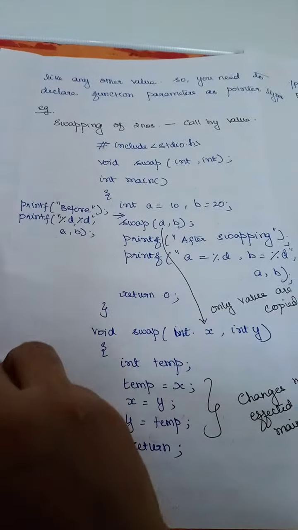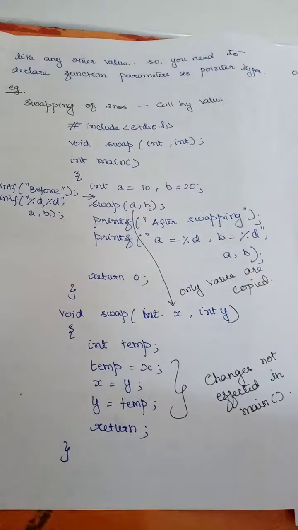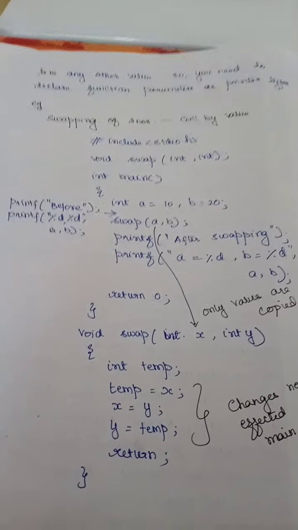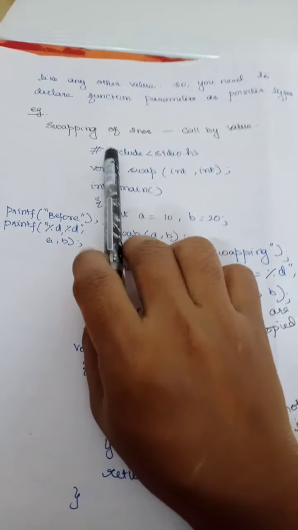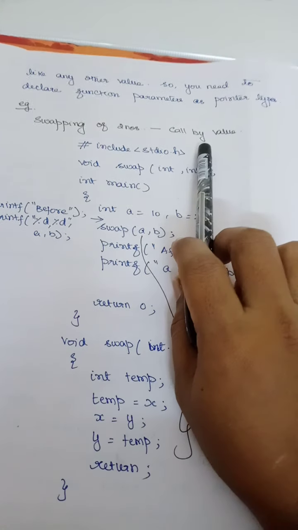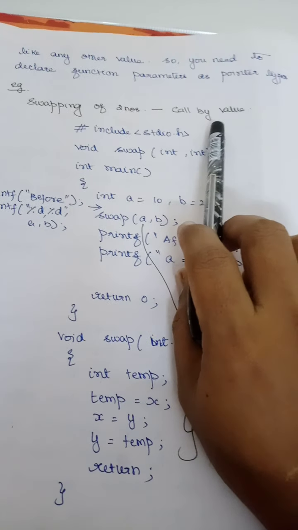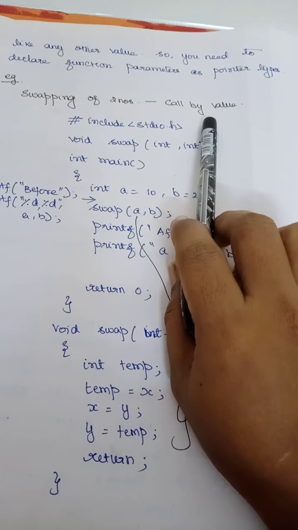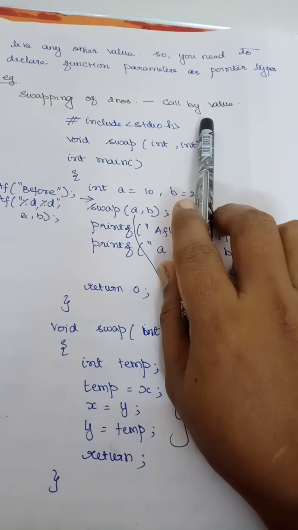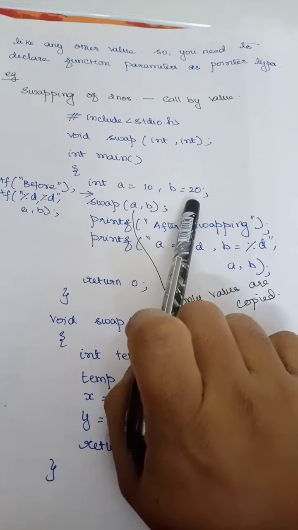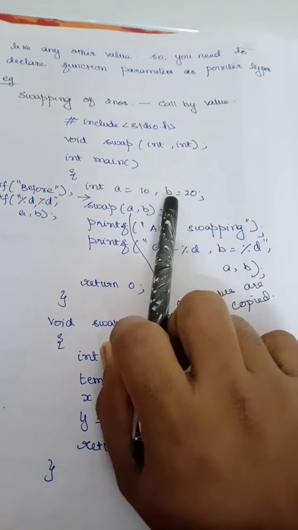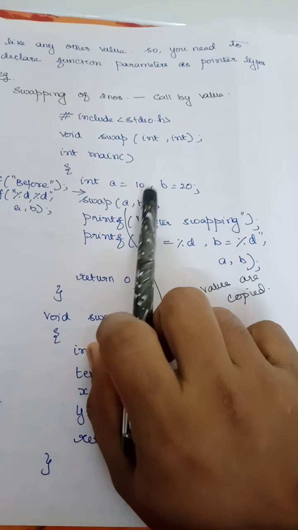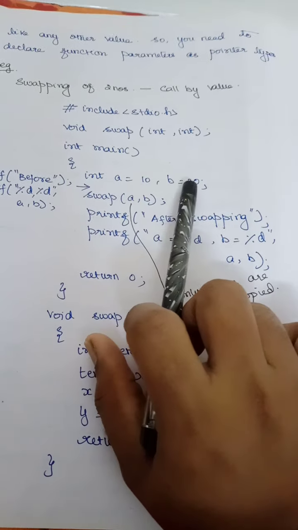Now let us see some small examples for call by value and call by reference. So let us say swapping of two numbers, call by value. You know what is swapping of numbers. Swapping means if I have a equal to 10, b equal to 20, then a will become 20 and b equal to 10. Just interchange the values of two variables.